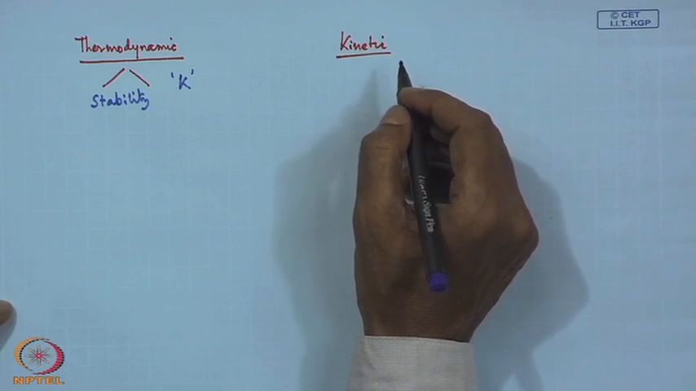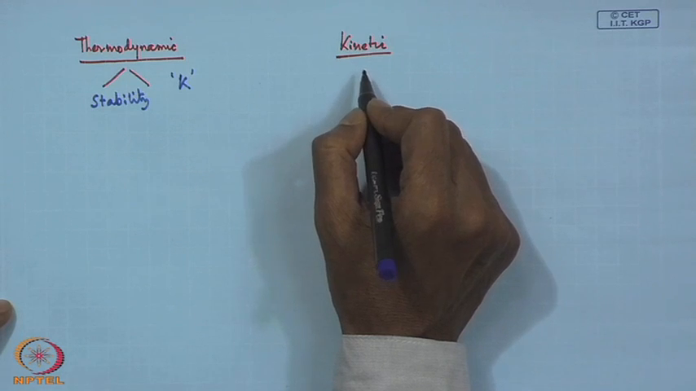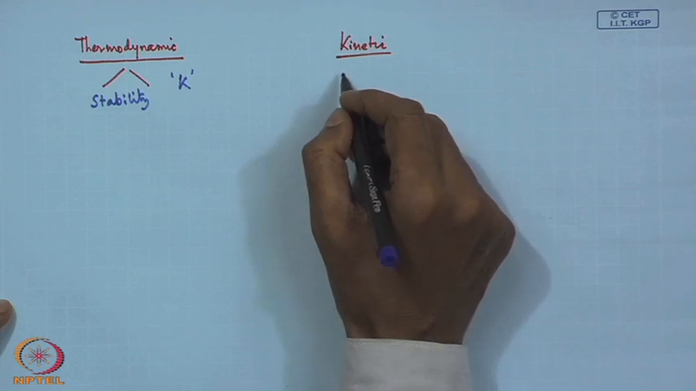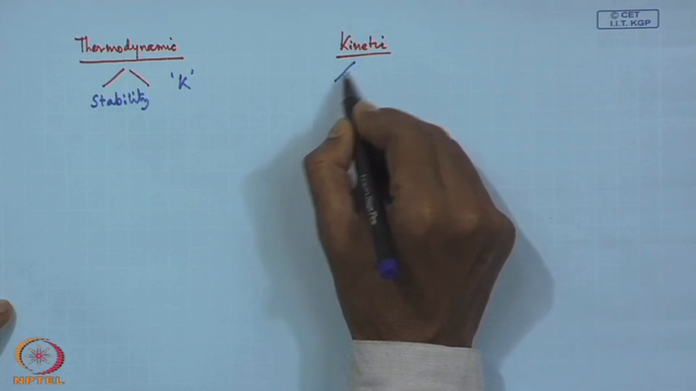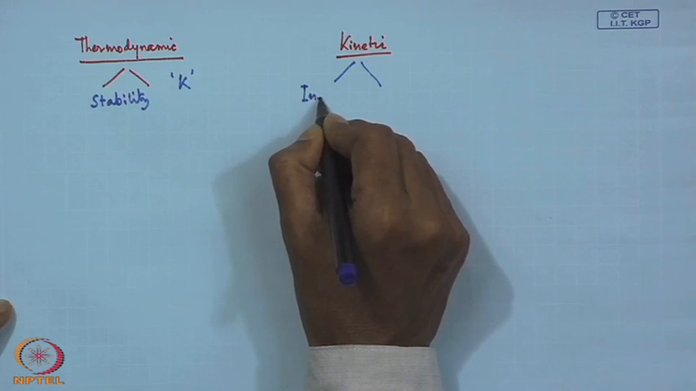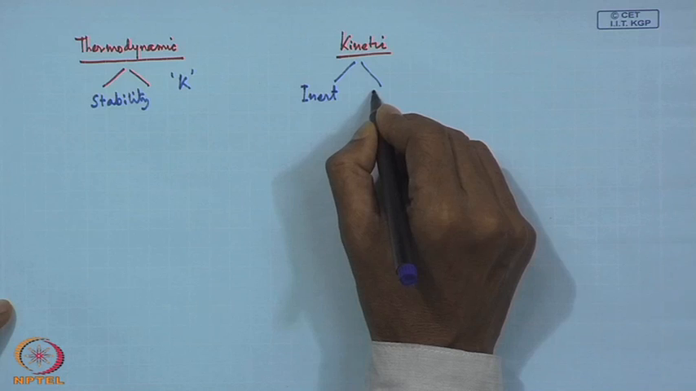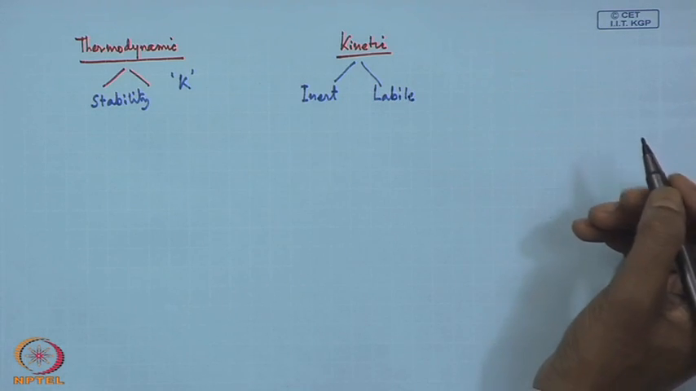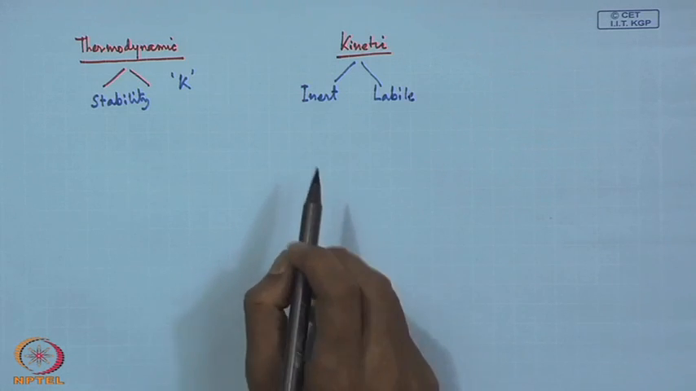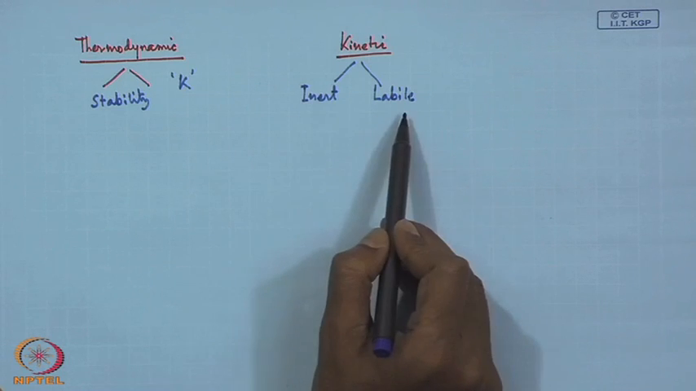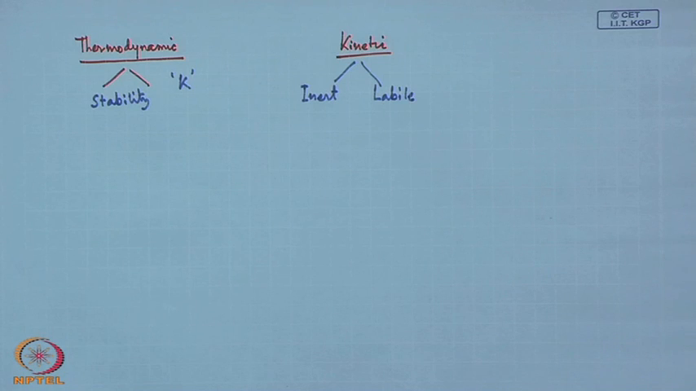Similarly, for the corresponding substitution reactions, depending on how quickly the species is reacting with some other ligand, we can have two types of complexes. One can be an inert complex and another can be a labile complex. So, we have these two terms for the thermodynamic stability and instability, and for the kinetic term we have the inert form and the labile form of these complexes.